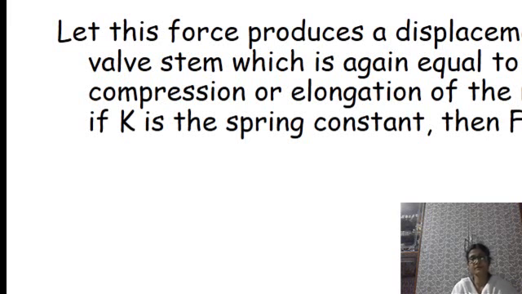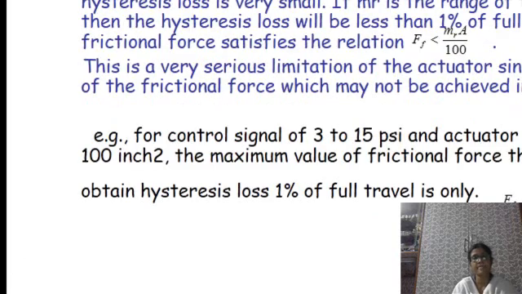Now let this force produce a displacement x of the control valve stem movement. Then if there is a spring, due to this restoring spring, the spring force F equals K × x, where K is the spring constant. So that equals (M − M0) × A for a spring actuator.